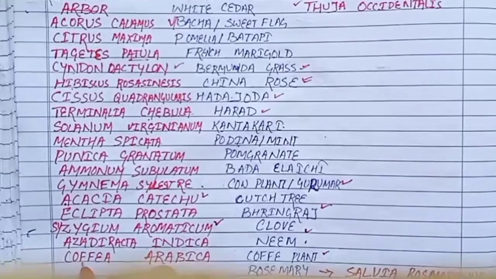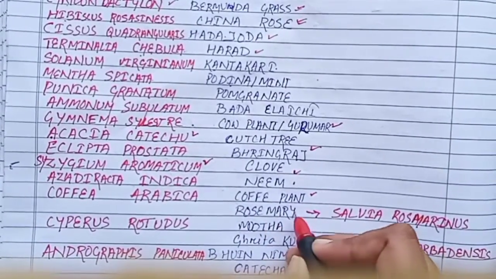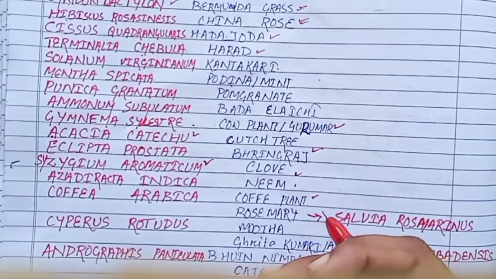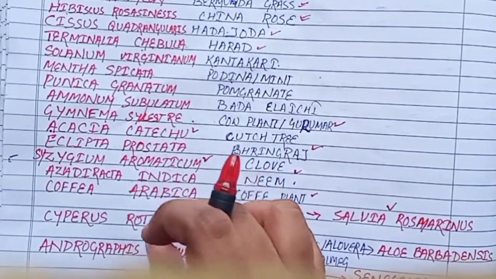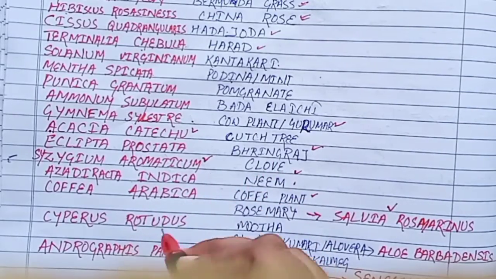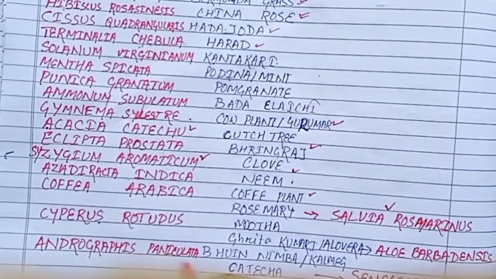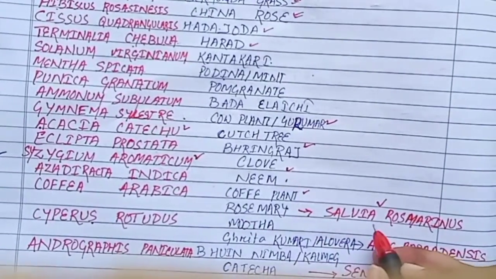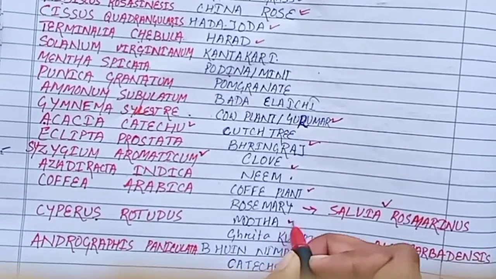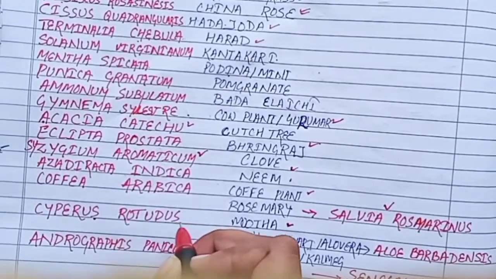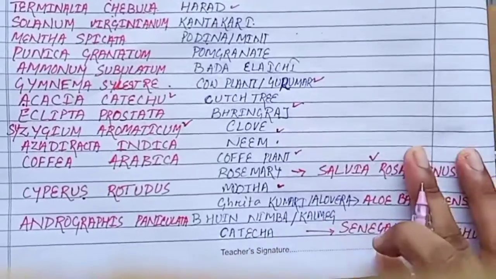Coffee plant, its scientific name is Coffea arabica. Then rosemary. Here my mind changed and I write in a different manner because there is space and you can write easily. One is here and another opposite is here. Okay. Rosemary, which is known as Salvia rosmarinus. Mutha grass, which is known as Cyperus rotundus. And then here alternatively, that is what I read.